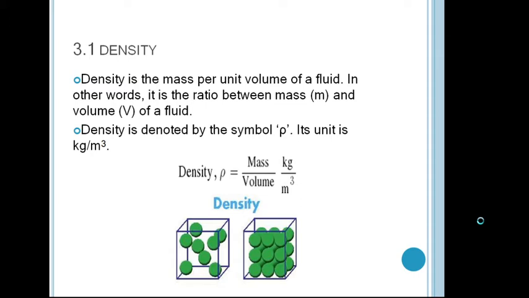So please see the two diagrams. In the first diagram, the mass is less as compared to the second object. So as the magnitude of mass is less in the first diagram, that's why the density of the first object is less as compared to the second object.